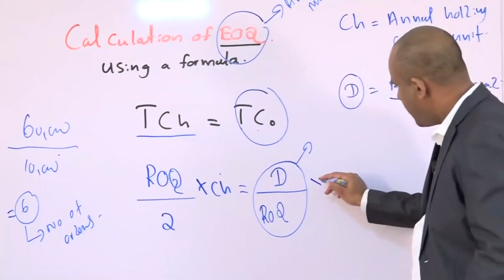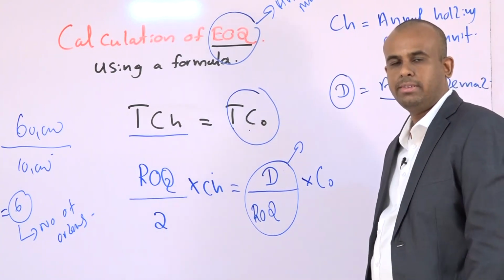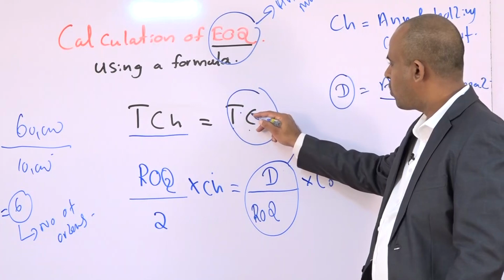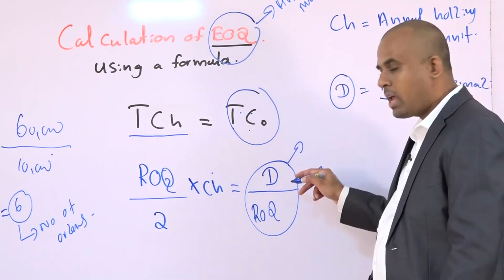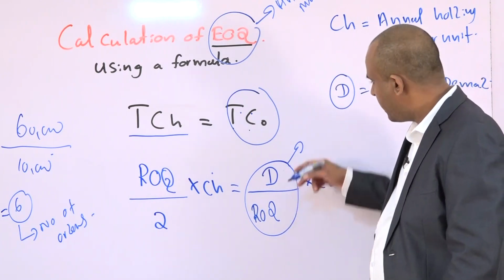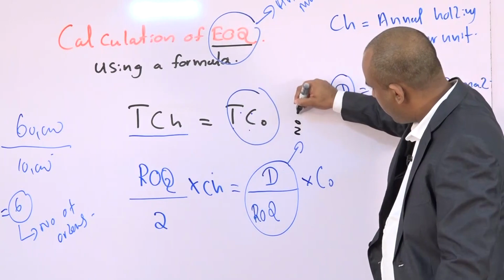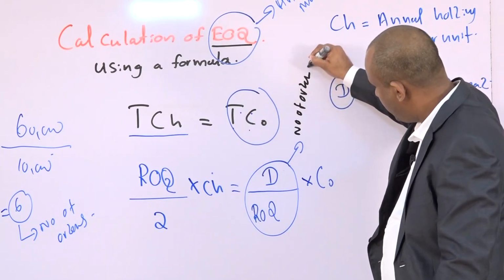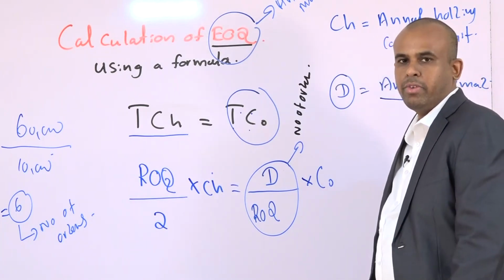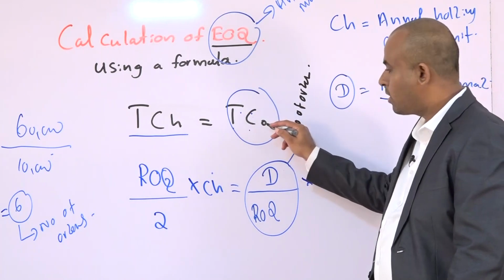Then you multiply that by what? Cost per order. Then you get the total cost of ordering. How to calculate the total cost of ordering? Annual demand, you divide by the reorder quantity, then you get the number of orders, and when you multiply by the cost per order, you get the total cost of ordering.